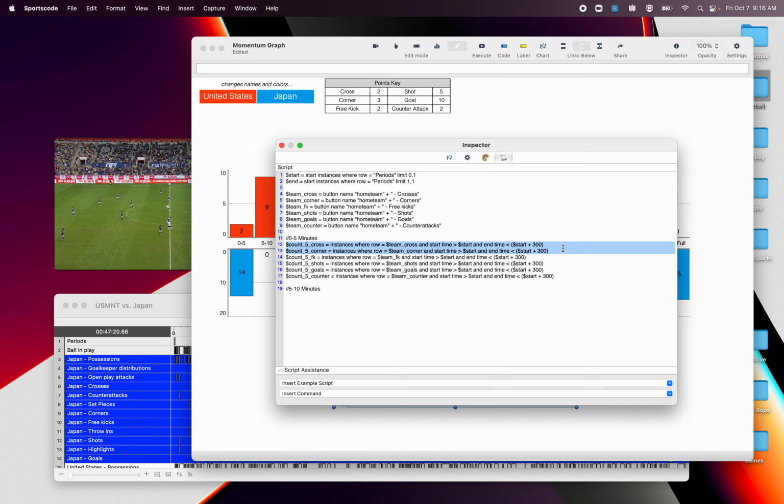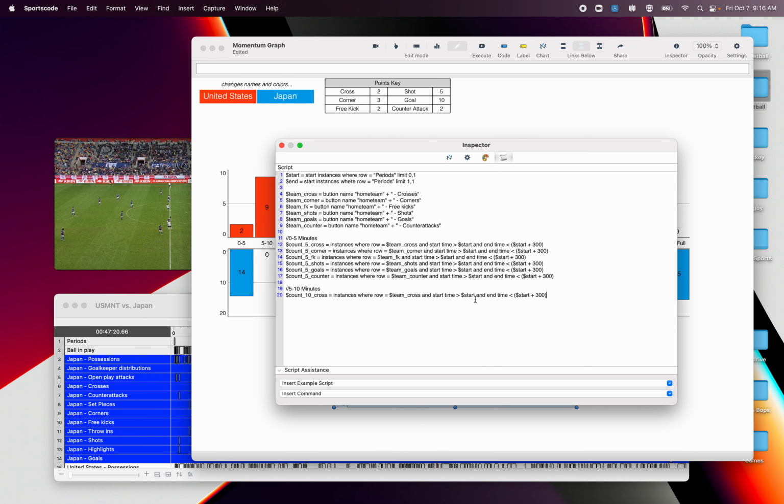So just copying this first one down. I'm going to change this to 10 because again, I'm trying to keep a constant naming convention. So in these ones, I've got the first 5 minutes. This one, I've got the first now 10 minutes. This is all the same. Again, I'm counting in this one crosses, and then the start time.